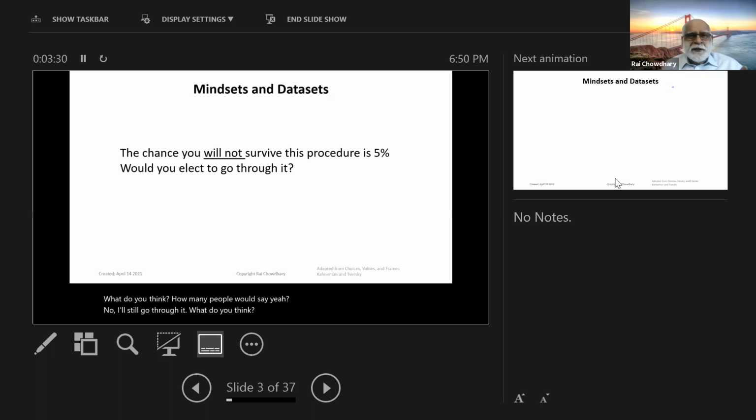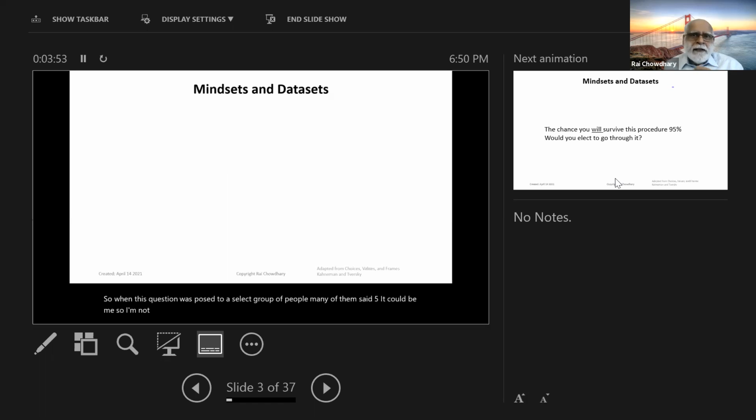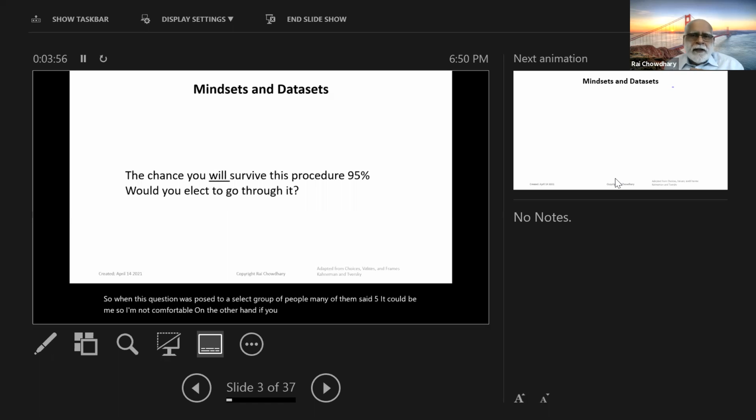Well, so what that means is that there is a 5% chance that you may not come back alive from the operating room, right? That's what this is telling you. So when this question was posed to a select group of people, many of them said, 5%, it could be me. So I'm not comfortable. On the other hand, if you frame the question differently and say, you'll still have a 95% chance you will survive this procedure, many people feel more comfortable.